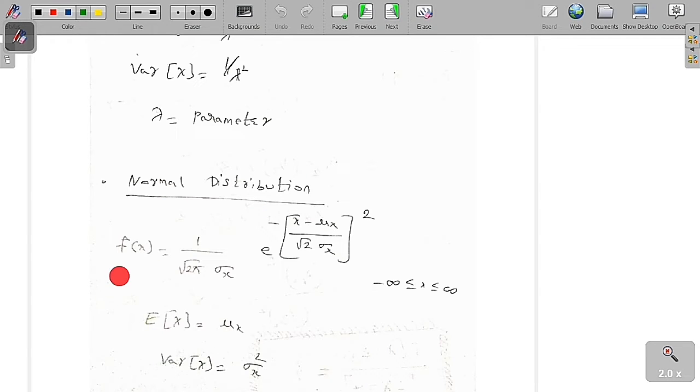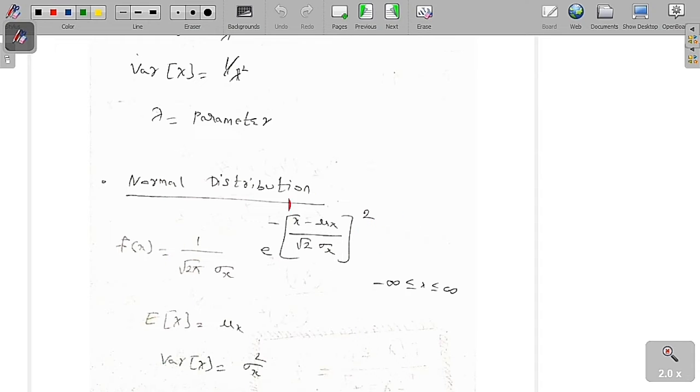The probability density function in the normal distribution is f of x is equal to 1 by under root over 2 pi into sigma x, into e to the power of minus of (x minus mu x) by (under root over 2 into sigma x) whole square, where x is from minus infinity to plus infinity. So you can see clearly this is the function f of x.